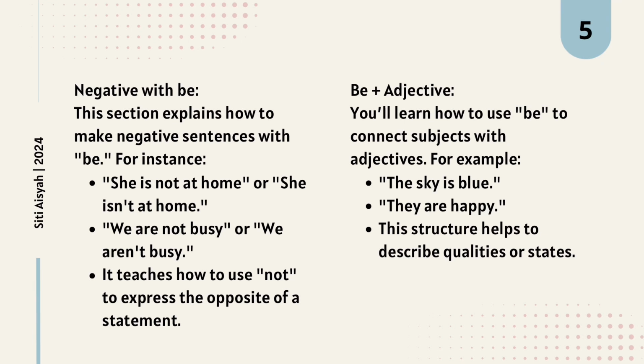Okay, negative with be. This section explains how to make negative sentences with be. For instance, she is not at home or she isn't at home.